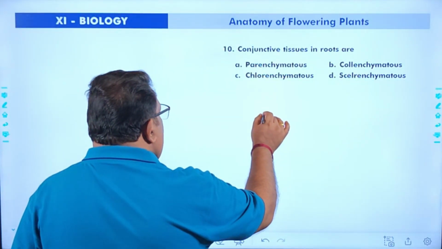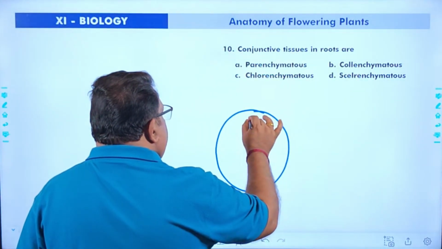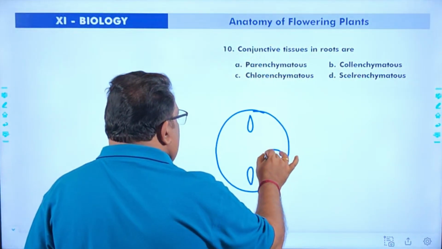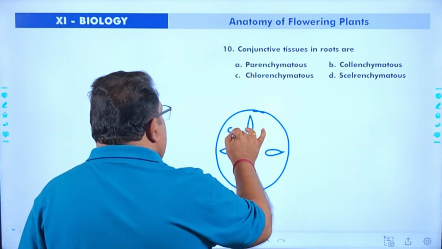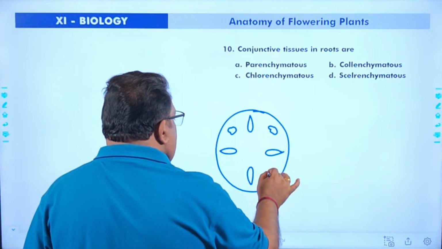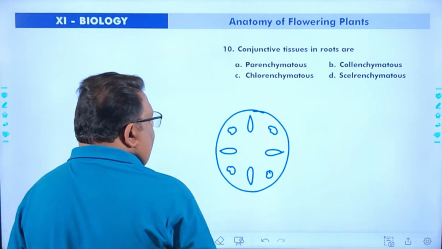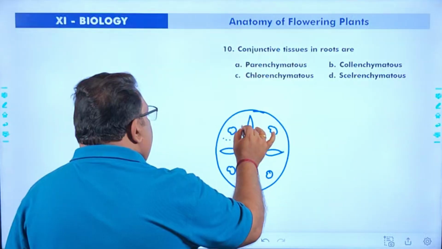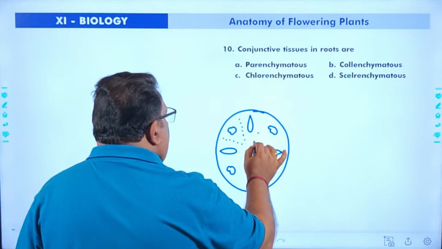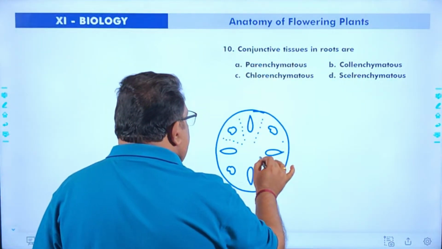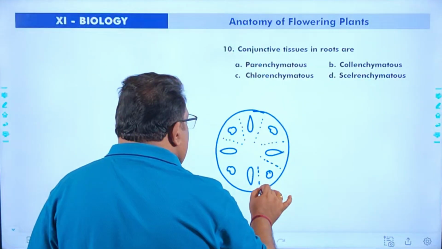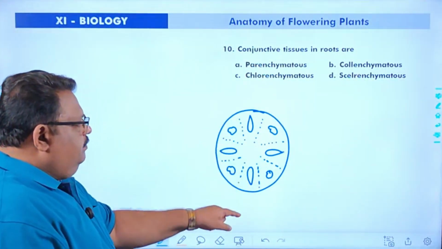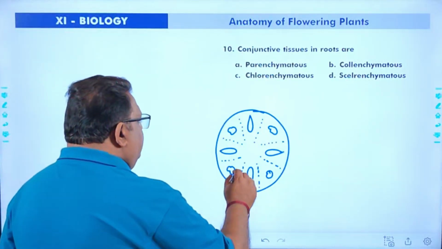Next question, conjunctive tissues in roots. So in the case of root, you can see the xylem vessels, the phloem tissues, like this. And the tissues in between adjacent xylem and adjacent phloem, these are called conjunctive tissues. These are the conjunctive tissues. And the central area is called pith.